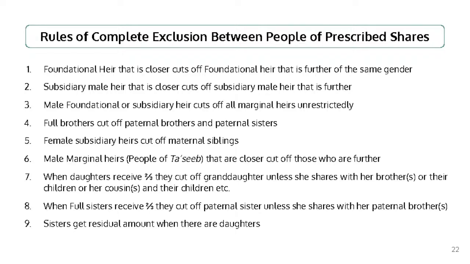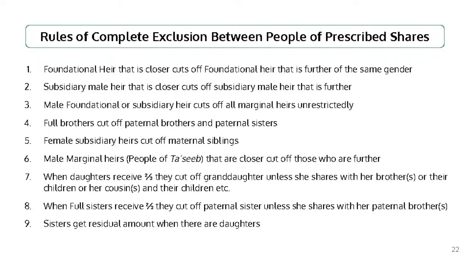So how would you know? Just look, is there a son? If it's a son, everybody else on the marginal side is out. If it's a father, he's going to take everybody else out. Grandson, no son, same thing. So rule number 3 is very important, because it brings you down to the people who can be excluded.